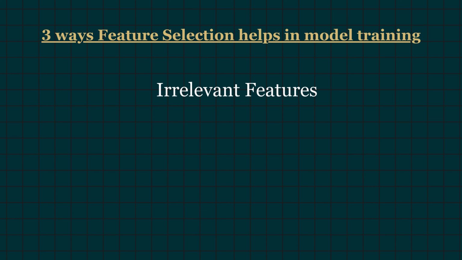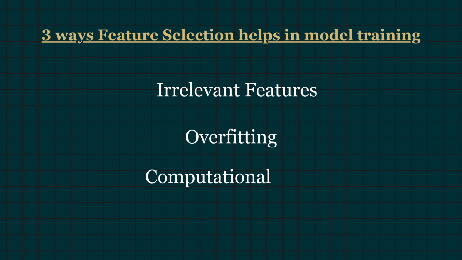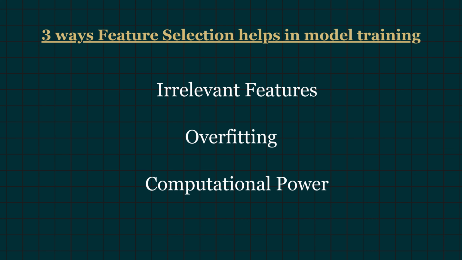The second problem is overfitting. Including each and every feature may make the model memorize the data patterns instead of actually learning and analyzing the general trends. And the third problem is the computational power. If there are more features, then the training speed will be slower, which means it will be harder to interpret the data for the model.